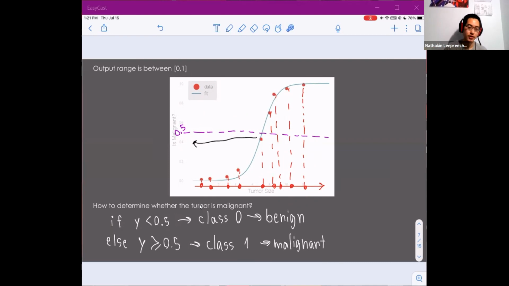So that's the whole concept of how you can use the given input, which is your tumor size, to classify the data. You just project it to this blue line, and then draw a line that can classify the data between class 0 and class 1.